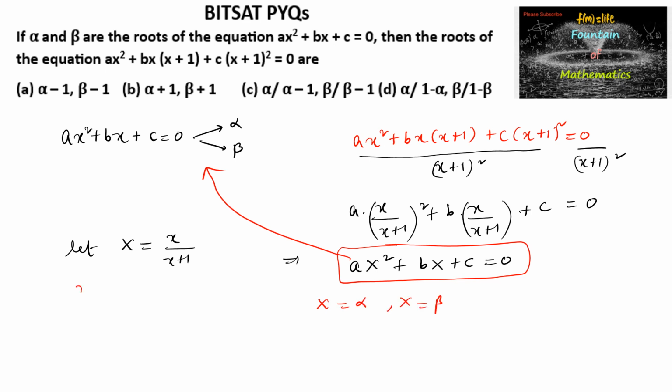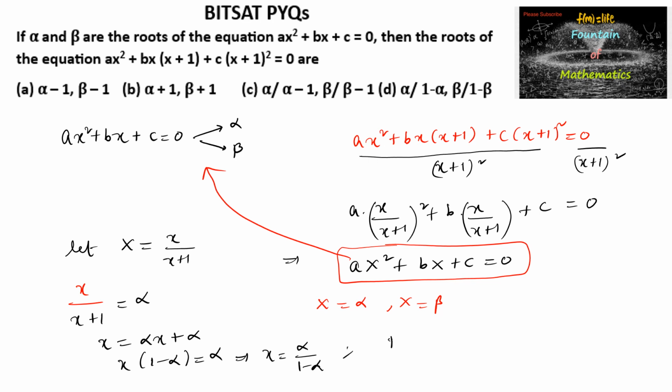So let us consider x upon x plus 1 is equal to alpha, or x is equal to alpha x plus alpha, or x times (1 minus alpha) is equal to alpha, which implies x is equal to alpha upon 1 minus alpha. Similarly, we can write x is equal to beta upon 1 minus beta. So alpha upon 1 minus alpha and beta upon 1 minus beta are the roots of the equation. So we can go with option D.